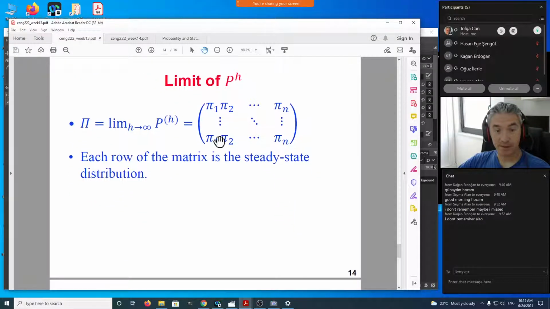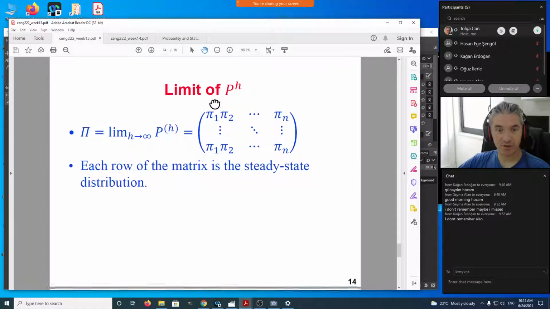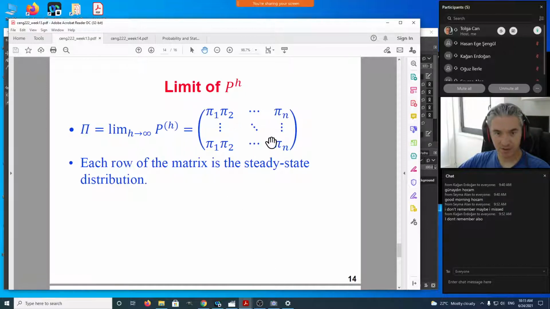And another thing about the steady state distribution is that the h-step transition probabilities contain the steady state distribution as well. So let's try to understand this. Every row becomes exactly the steady state distribution. So let's see how it works out.